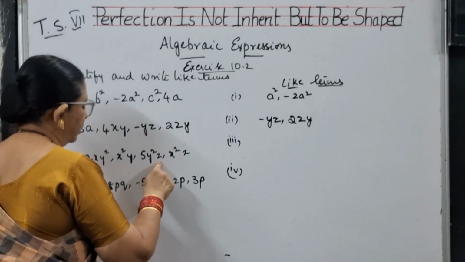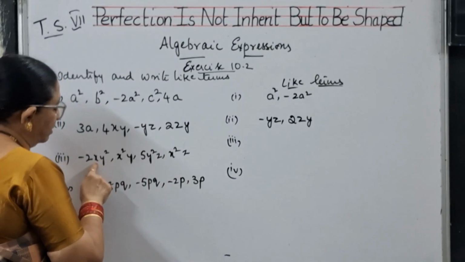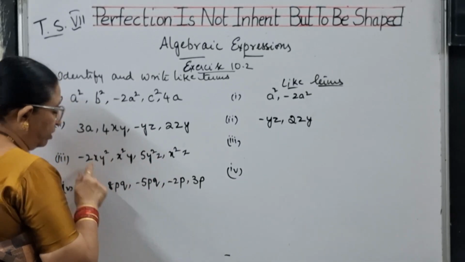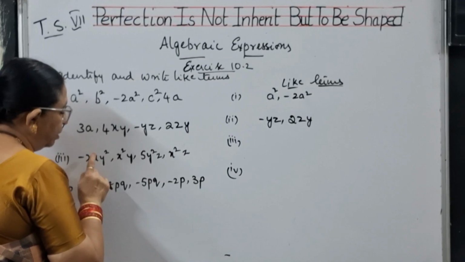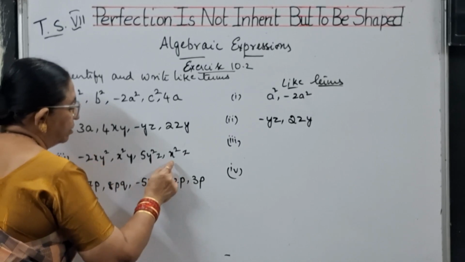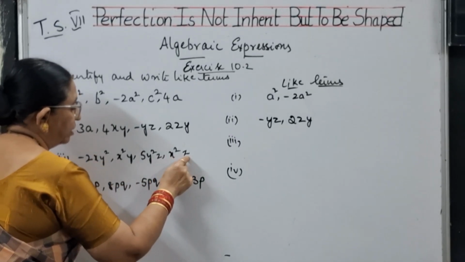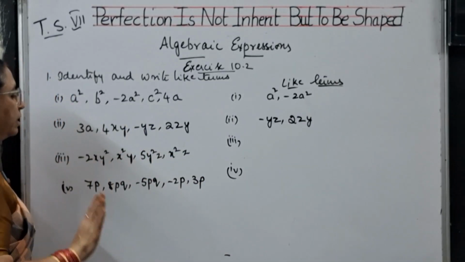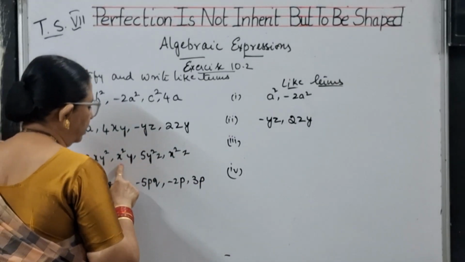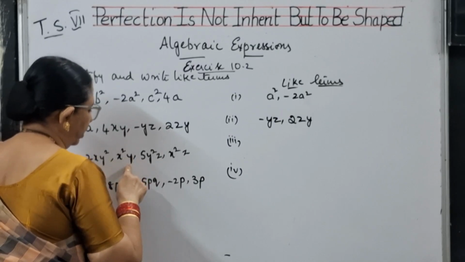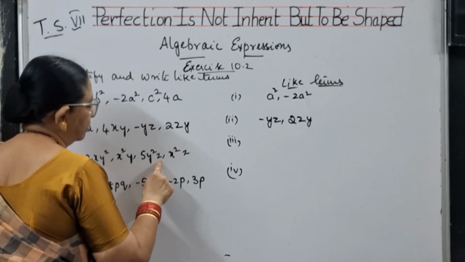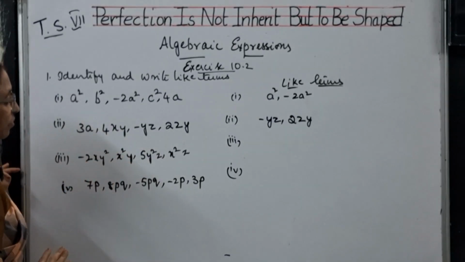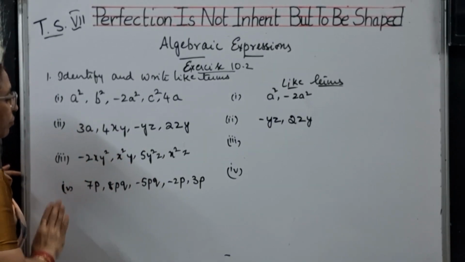Next, y and z. Of course, we are talking about x and y; y and z we don't consider. First, we have to talk about this only. So, x and y square. The last one, x square and z, the x and z combination. So, this has no like term. Here also, x square y is there. Is there any x and y combination? No. That means this also does not have any same variables.